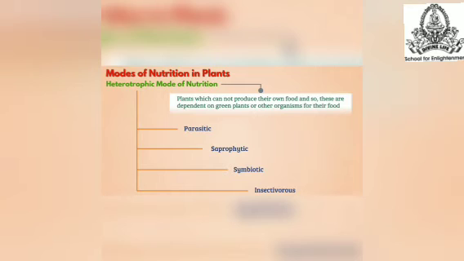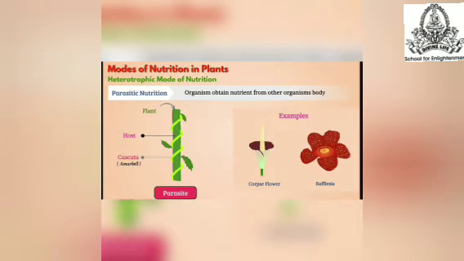Now let's talk about the heterotrophic mode of nutrition. These plants are dependent on green plants or other organisms for their food and are divided into four groups: parasitic, saprophytic, symbiotic and insectivorous plants. Let us talk about parasitic plants. Plants which live on another organism and derive their food from them are called parasitic plants. The living organism from which a parasite derives its food is called the host. A common parasitic plant is Cuscuta, or Amarbel.